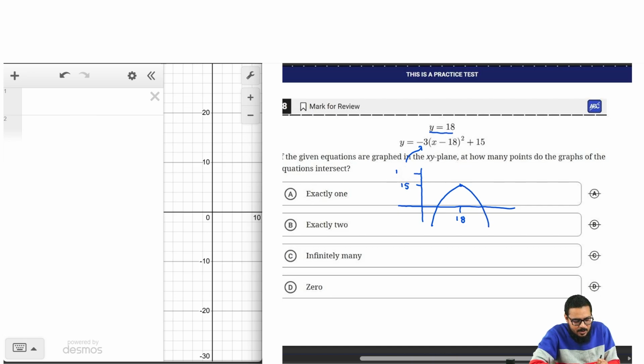So 18 would be somewhere over here on y. And how do y equals 18 lines look like? They are always horizontal lines. So I think my line is not even touching my parabola, so it's not even intersecting, right? So there will be no solutions of these two equations.